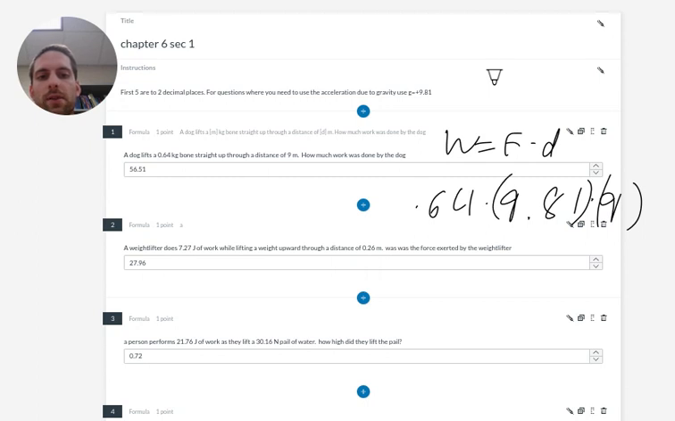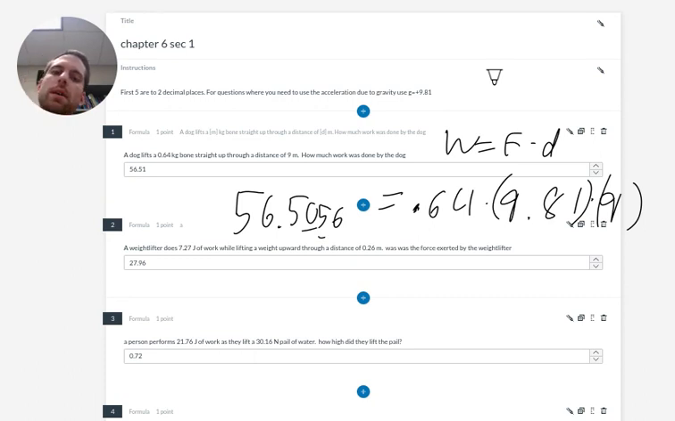So when we get this answer, I'm going to get 56.5056, and since this is 2 and this is right after 2, 3, we want to get rid of that 3, but there's a 5 there, so we're going to round that up. So here we get 56.51. That's going to be in joules, but we don't put the joules there for grading purposes.